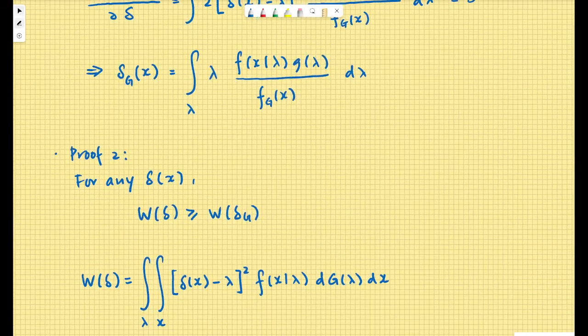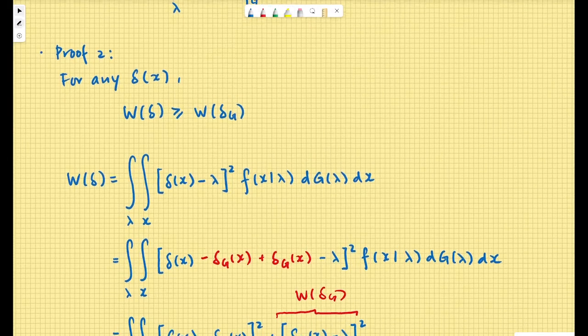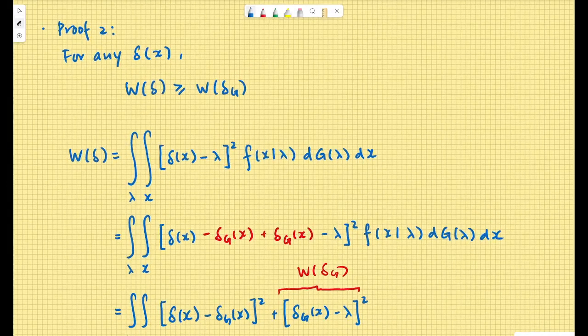Now I derive another proof of our conclusion. Here, we denote the optimal decision by delta G. By definition, the Bayes risk of delta G will be smaller than the Bayes risk for any other decision, right? So that's why we have this inequality. And we will make use of this inequality to derive the conclusion that we want, okay?